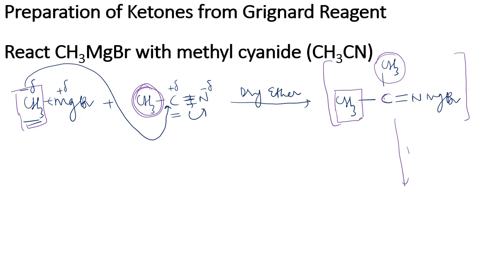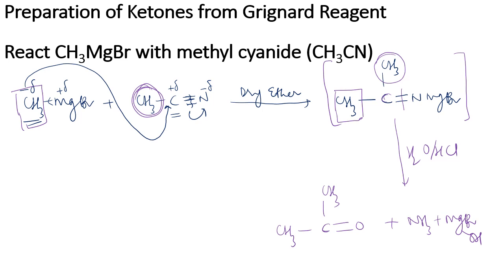So when I am putting water and HCl for hydrolysis, we are cleaving the C double bond N bond, and what you end up with is CH3 C double bond O, that is a ketone, plus the other side products like ammonia and MgBrOH. So this is how we are getting the ketone as the final product.